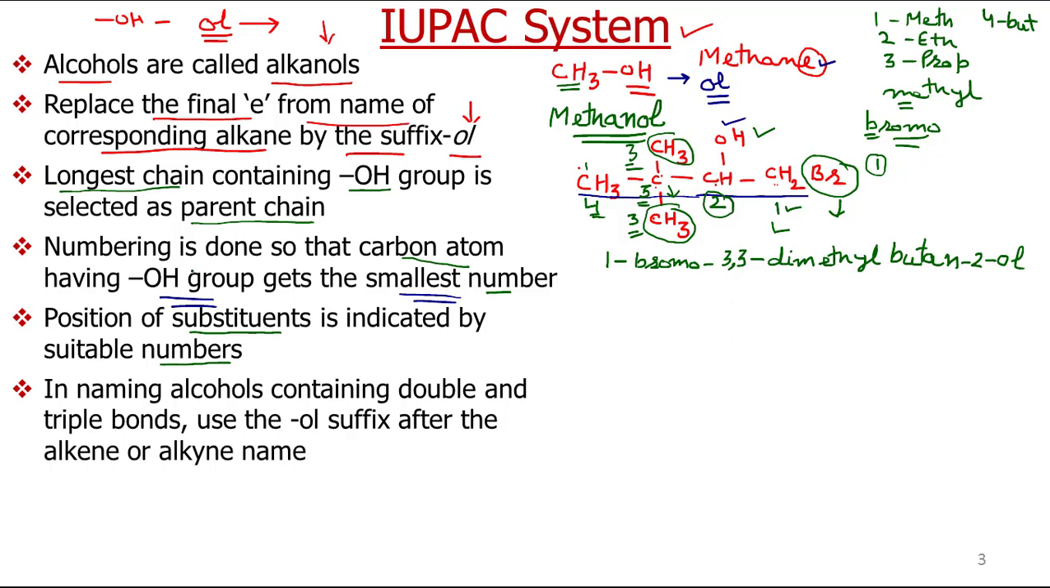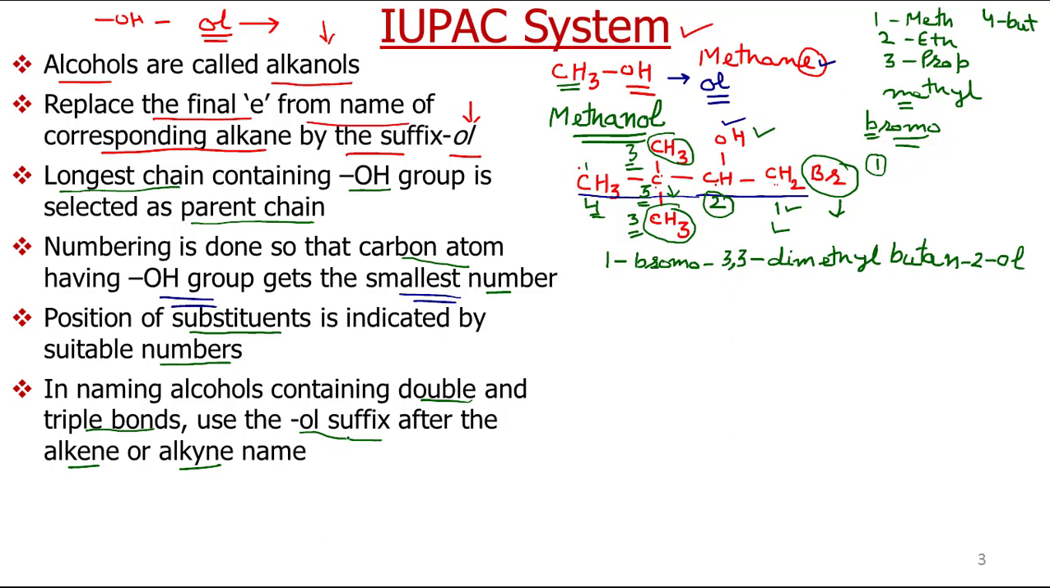Now sometimes we have a case when we also have double and triple bonds in the compound in addition to the OH group. Then we will use the ol suffix after the alkene or alkyne name. So both the alkene or alkyne as well as the OH group will be used as suffixes. Suffix means what is added after the name. First we will use the suffix for alkene or alkyne, then we will use the suffix for alcohol, which is ol.